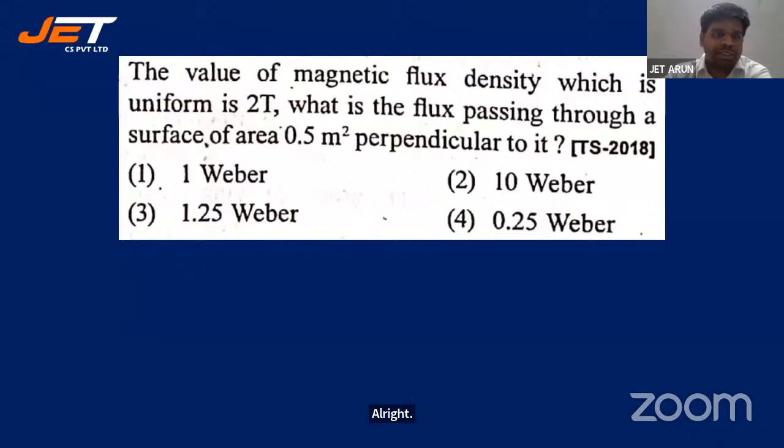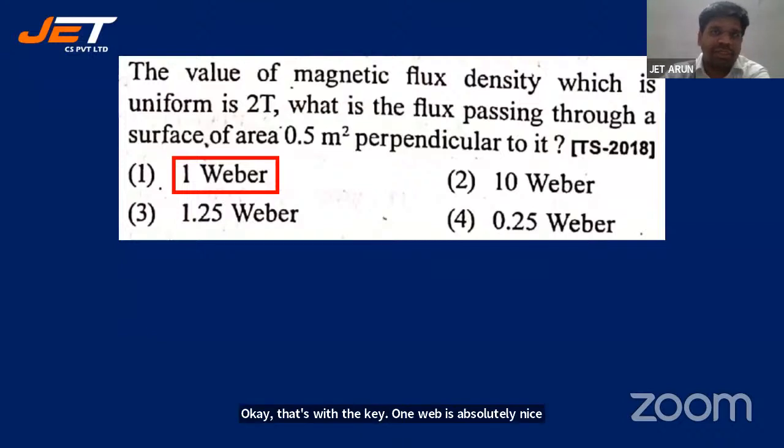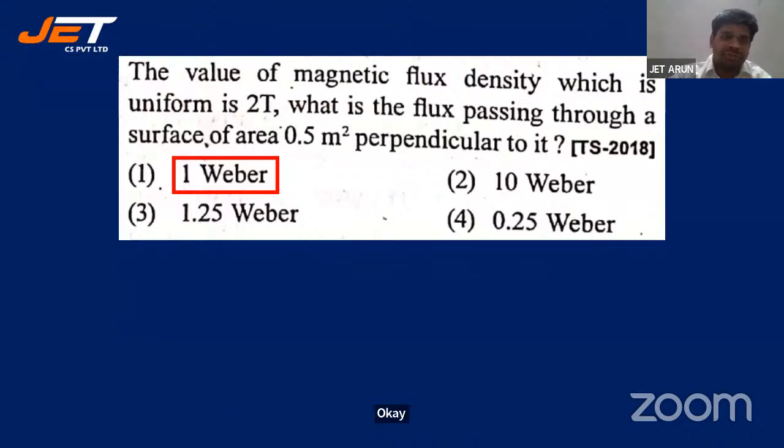Okay, here's a question. So 1 Weber, I'm getting answers of 10 Webers, option 1, 4.25 Weber. Okay, let's look at the key. 1 Weber is absolutely right, students. 1 is absolutely right. Good. Okay, Bhavita, good. If at all Zoom meeku pani cheyatle ala anipiste, join the YouTube. All right? Okay, good, Bhavita.